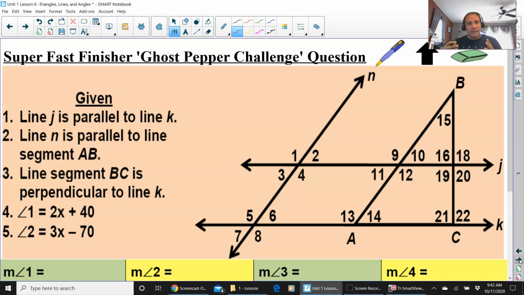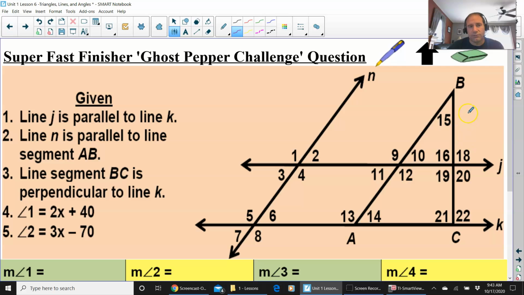Okay, so this is a super fast finisher ghost pepper challenge question, right? So there are 22 angle measurements that you have to find. They only give you that line J, this is line J right here, is parallel to line K, right? And this line is parallel to line AB, line segment AB. This is a segment because it ends and ends, right? No arrows.